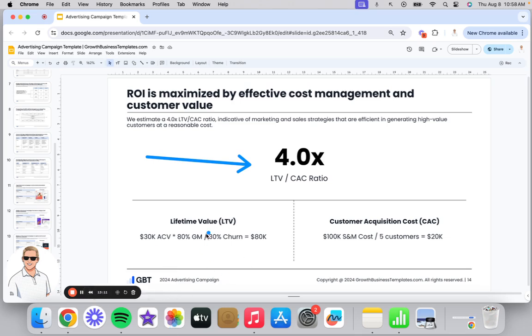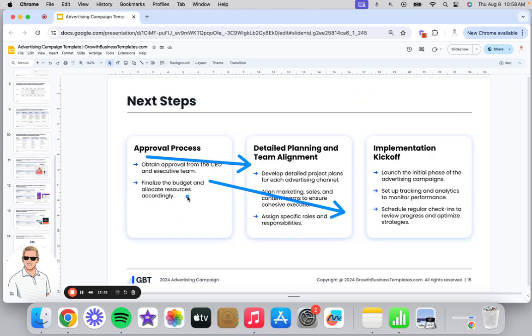But this will be highly dependent on your average contract value, your gross margins, your churn rate, and how expensive your customer acquisition cost is. But you at least have to start out and say, this is what we think it will be. And then you can do a look back and see how it actually compared to what you projected. And lastly, this is the next steps page that says here's what we'll need to actually move this initiative forward. So we'll include that here.